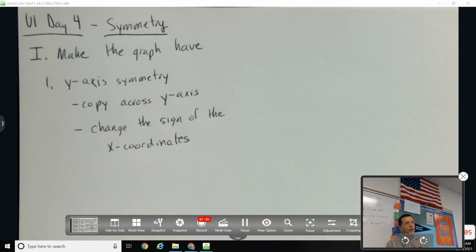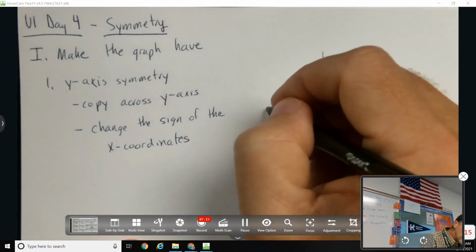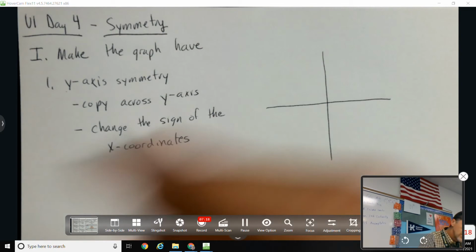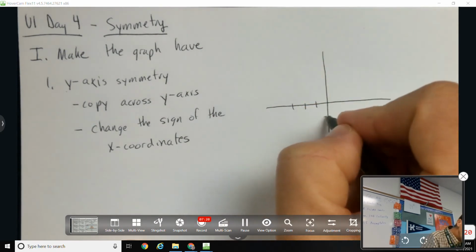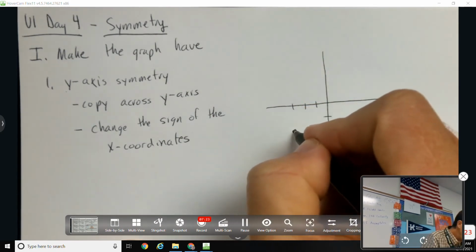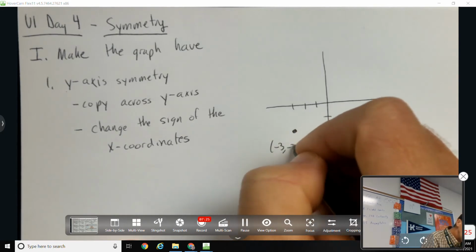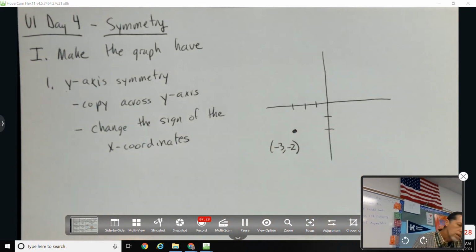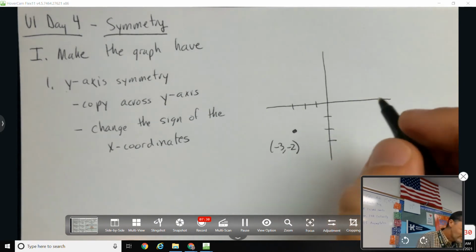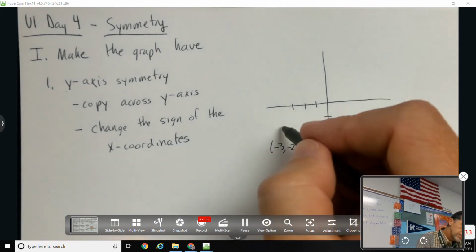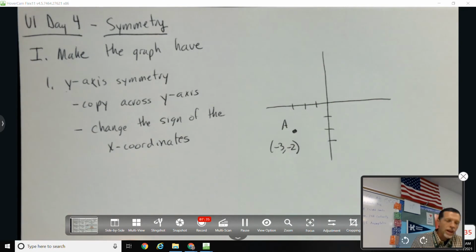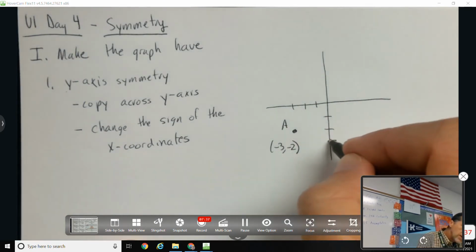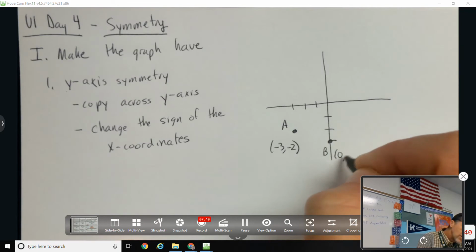So if the original graph was +3, then we'll change it to a -3, and that will make it be symmetric with the y-axis. So let's put a real simple picture here that we can copy across. Let's start with a point at -3, -2. I'm going to call that point A. Point B is going to be at 0, -3.